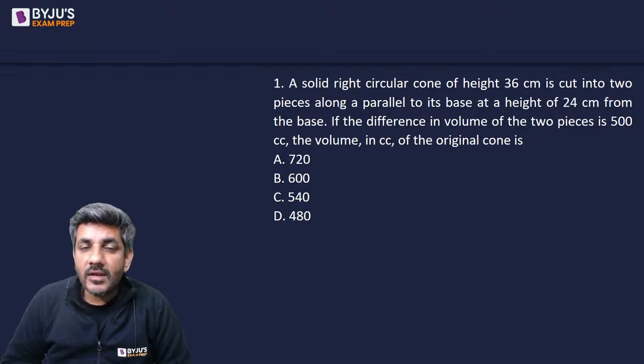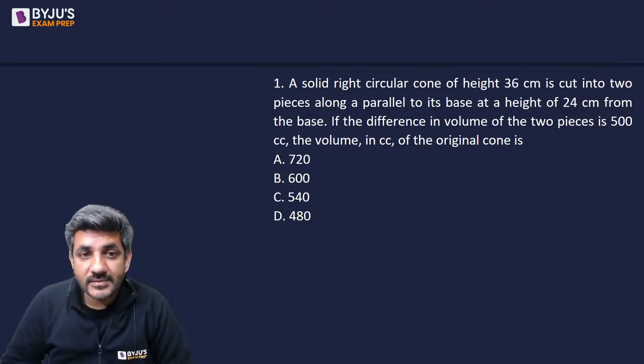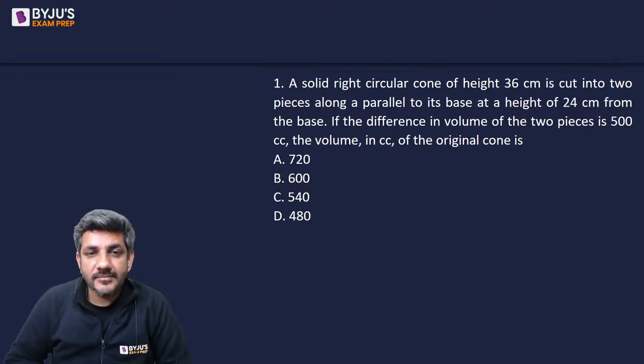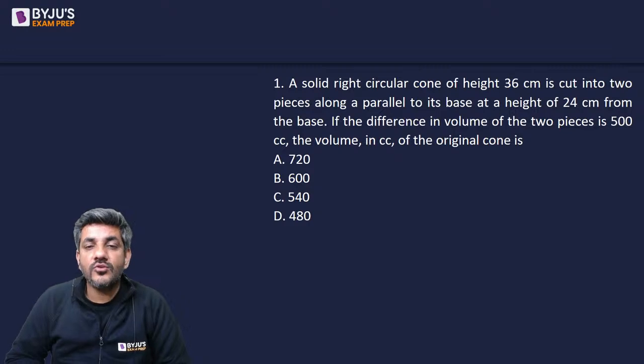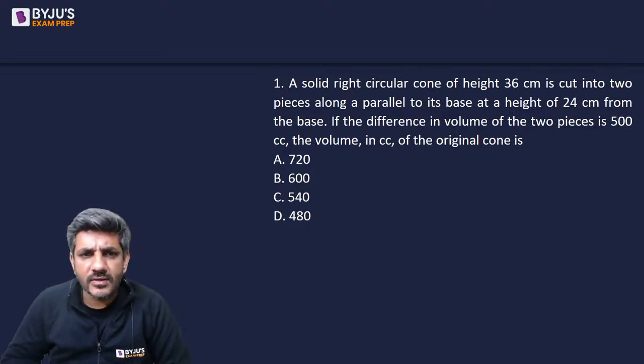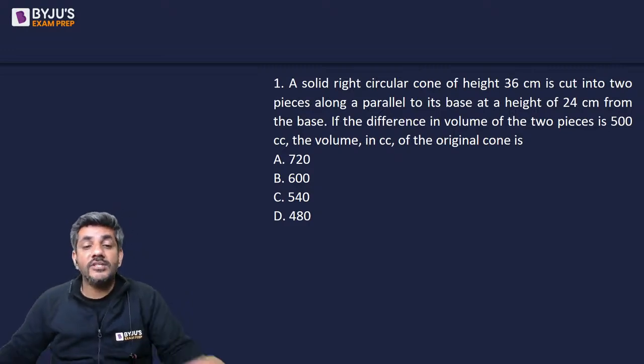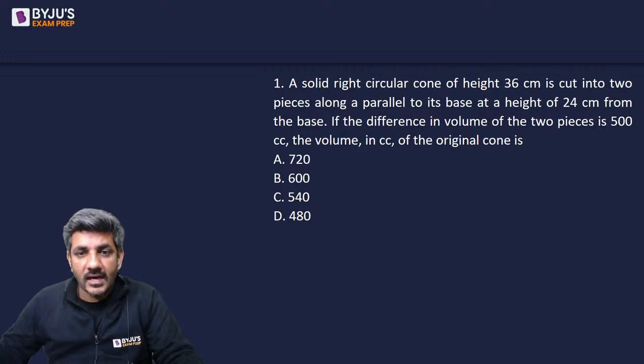It says a solid right circular cone of height 36 centimeters is cut into two pieces along a plane parallel to its base at a height of 24 centimeters from the base. If the difference in volume of the two pieces is 500 cc, that is cubic centimeters or cubic units, whatever, then what is the volume of the original cone? That's what the question is asking you.